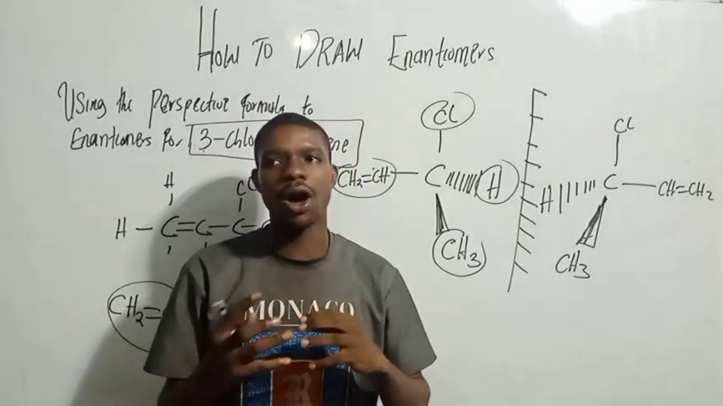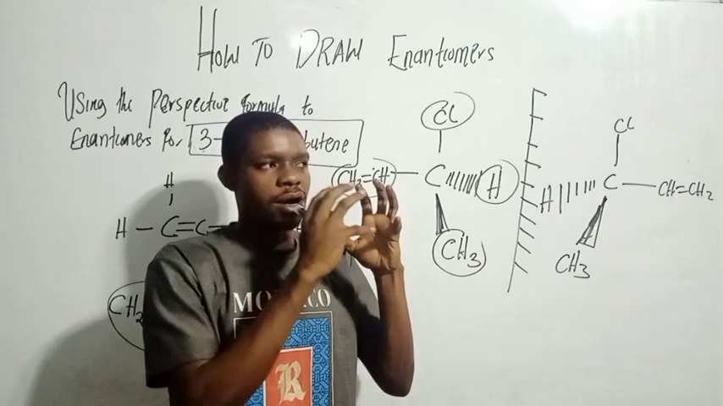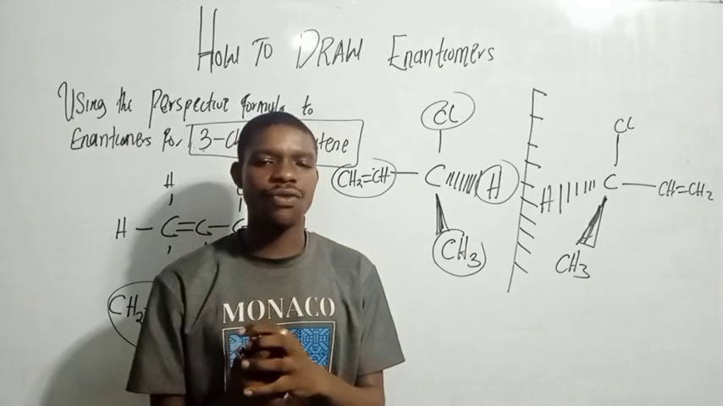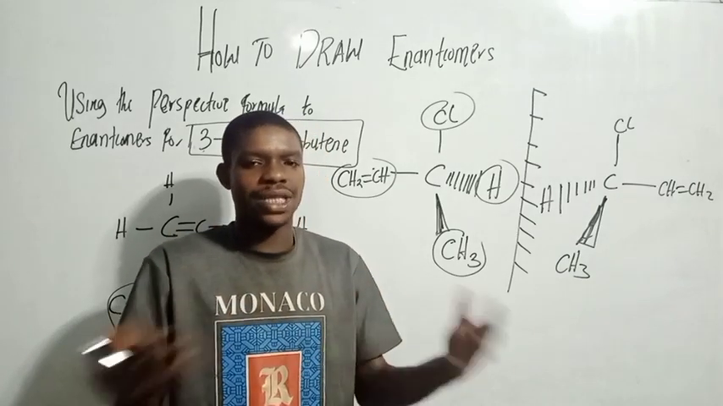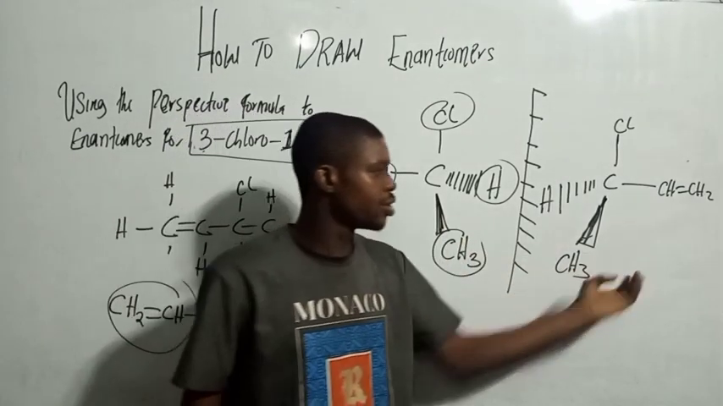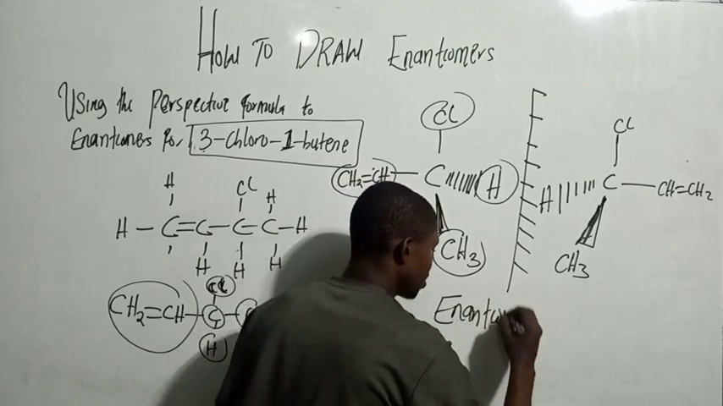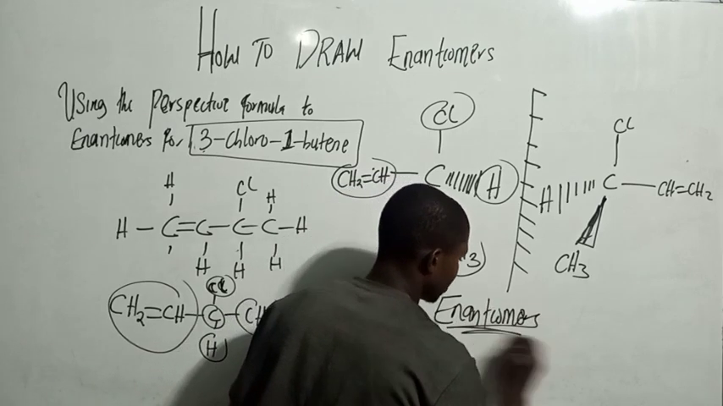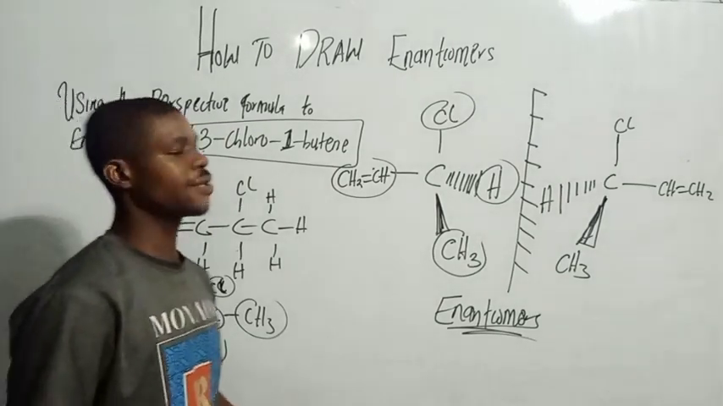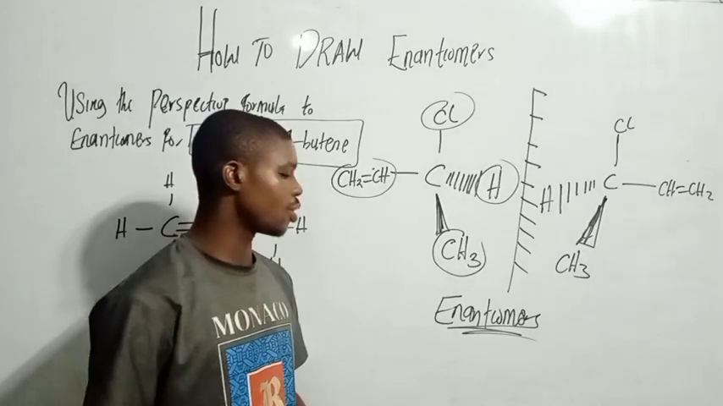In this video, I just want to focus on a chiral molecule that has only 1 chiral center. When a chiral molecule has only one chiral center, it can have two stereoisomers. You know what a chiral molecule means: it has a mirror image. The two of them are called enantiomers. Very important. So this is how to use the perspective formula to draw enantiomers.